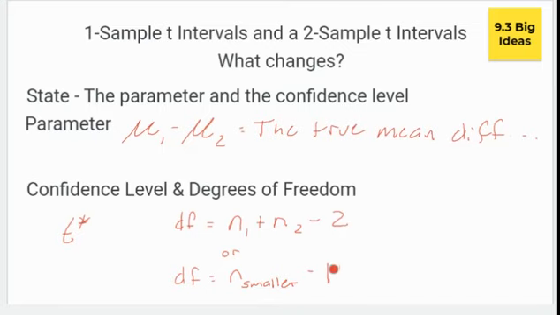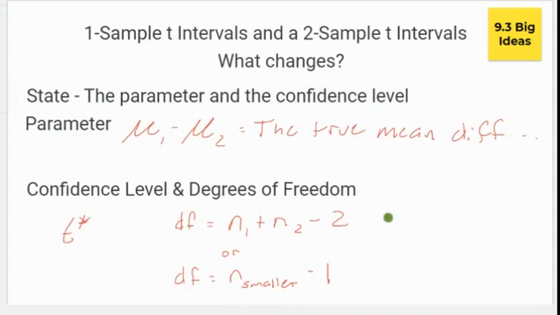Both of these are acceptable. Either one of these can be used, but at some point during your work, you need to identify your degrees of freedom, and you need to show how you get that degrees of freedom. So either add the two sample sizes together, minus 2, or take the smaller sample size, minus 1. Now, you may say, well, which one should I use? Is one better than the other?